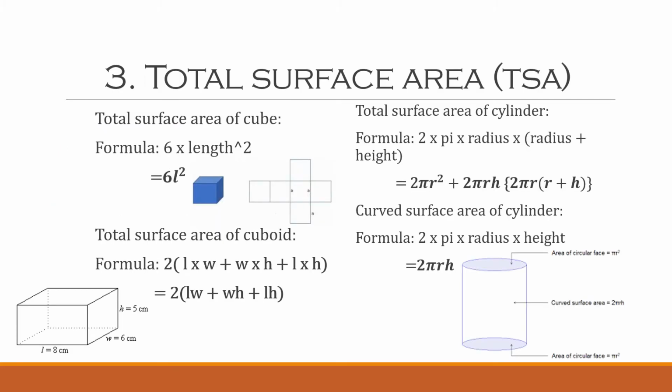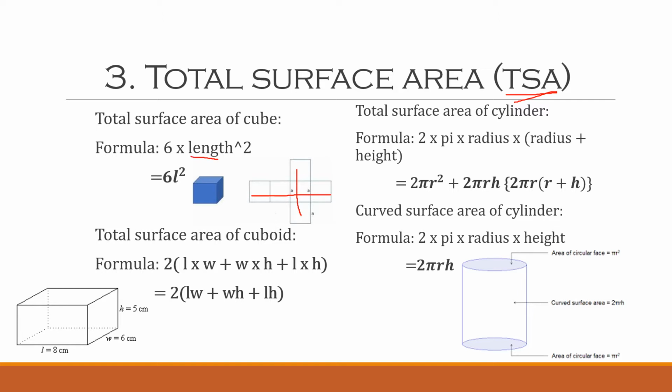Moving on to our third topic, total surface area or the TSA. Now, what is the total surface area of a prism? As we all know, all prisms have a net. The total surface area is calculating the area of the net. For example, in a cube, the total surface area will be the area of this net right here. The formula for calculating the total surface area is 6 multiplied by length squared.